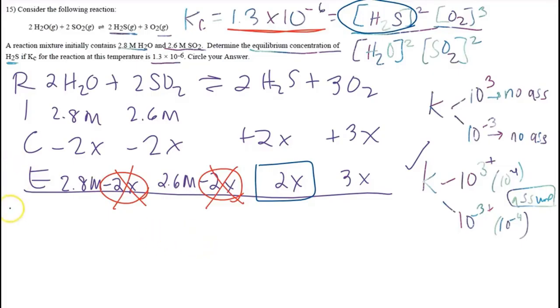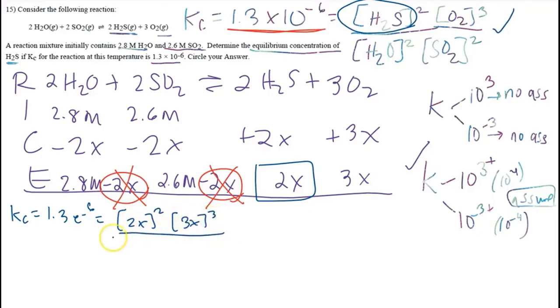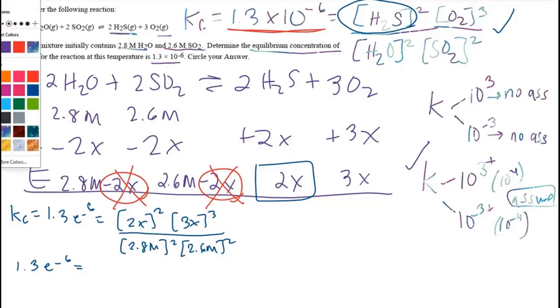So again, I'm going to have my Kc value here. We know this is 1.3 e to the negative 6, and I'm going to plug in everything that I see here into my mass action equation. So H2S is going to be (2x) squared, (3x) cubed, divided by 2.8 molar, this is squared, divided by 2.6 molar, and this is squared. So 1.3 e to the negative 6 is going to equal, you got to make sure you're doing the math here. So let me just talk.